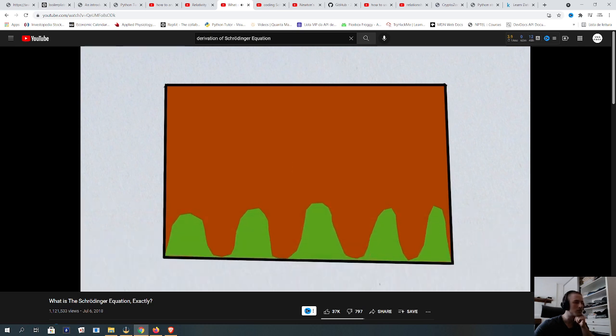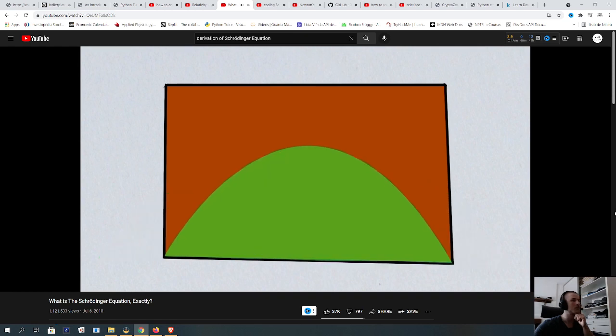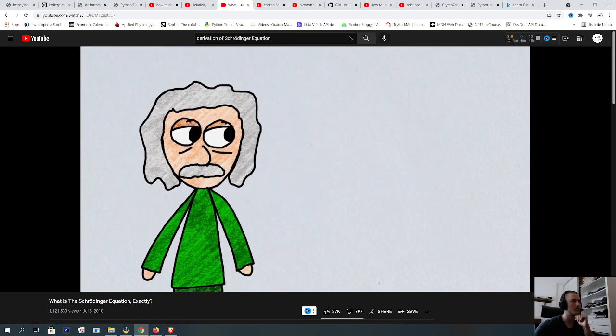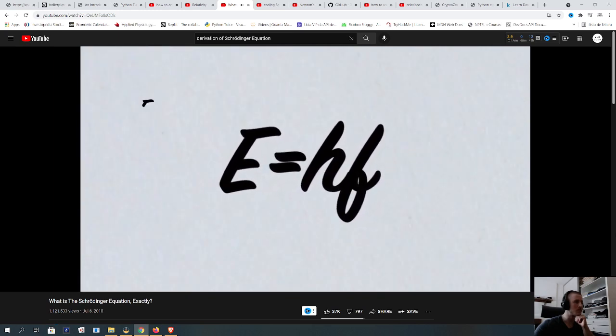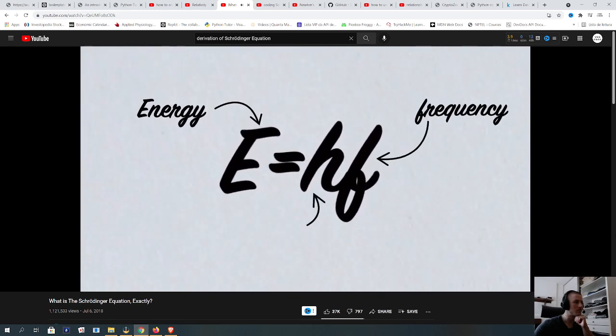at both edges, and this frequency is not. This frequency is allowed, and this one is not. So Einstein discovered that energy is actually proportional to frequency by this relation, E equals hf, where E is the energy, f is the frequency, and this h here is Planck's constant.